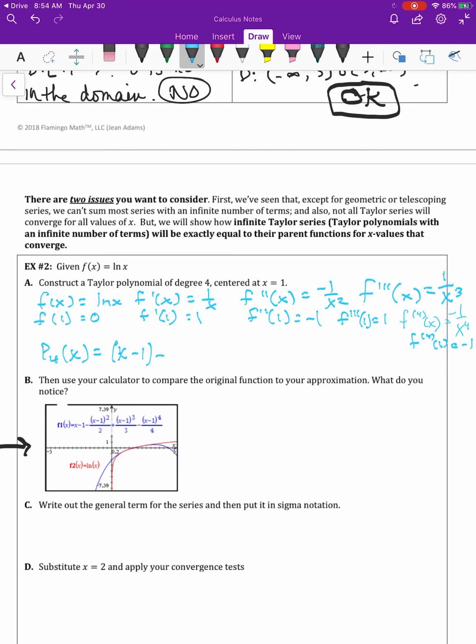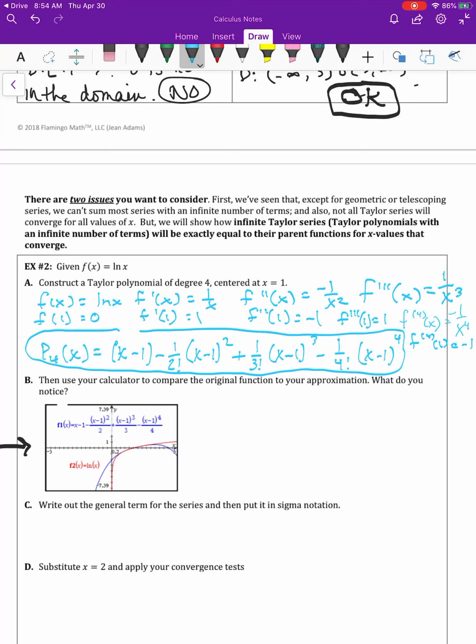So this is just going to be x minus 1. And then plus our derivative at 2, which is going to be a negative 1 over 2 factorial times x minus 1 to the second. And it's going to be a positive 1 over 3 factorial times x minus 1 to the third. And a negative 1 over 4 factorial times x minus 1 to the fourth. So this is that fourth degree Taylor polynomial centered at x equals 1 for ln x.